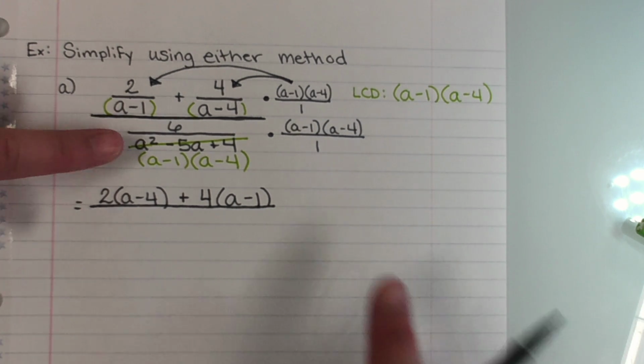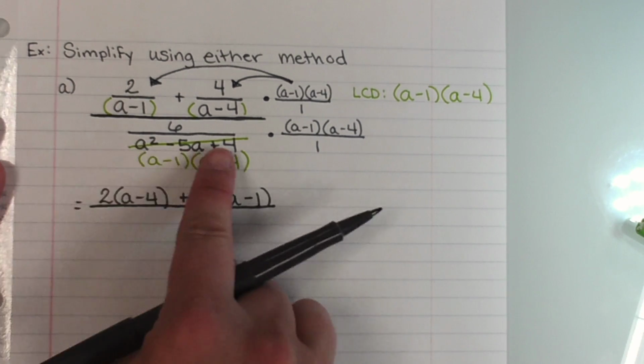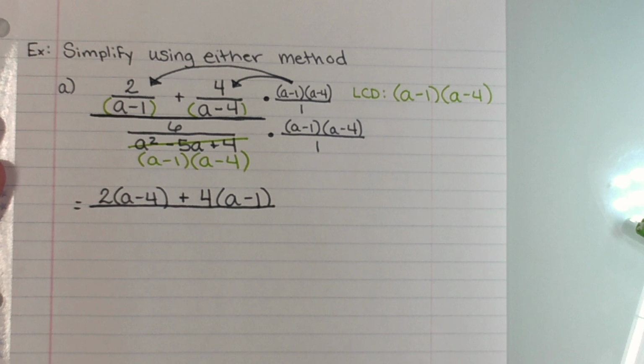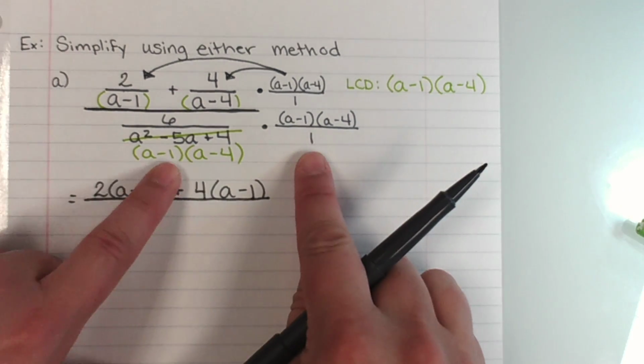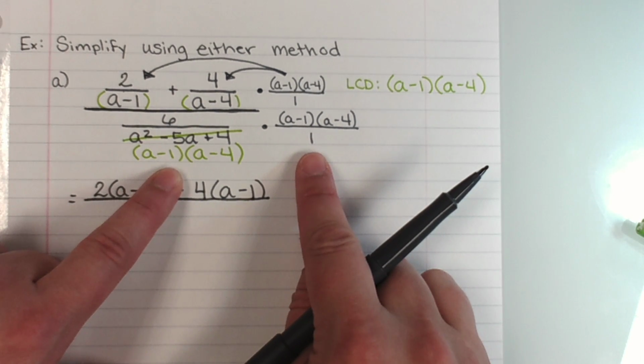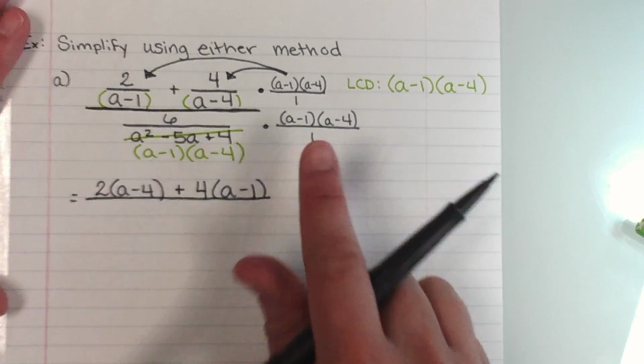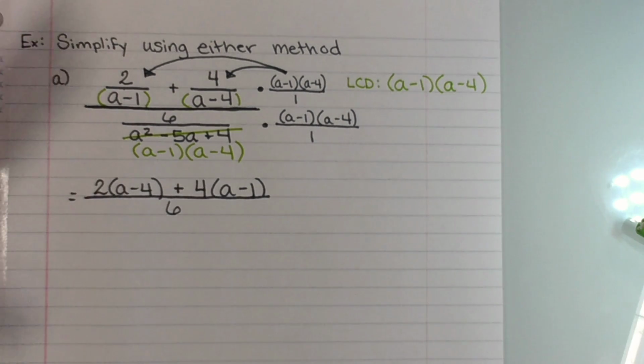And I multiply the bottom. Now technically I'm distributing, but there's only one term here, so it's not really distributing, it's just multiplying. Can you tell what's going to cancel out? Both the a minus 1 and the a minus 4, leaving you with 6. That complex fraction just became an ugly looking fraction. But it's a singular fraction. Now what?